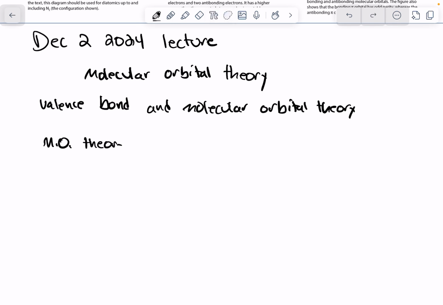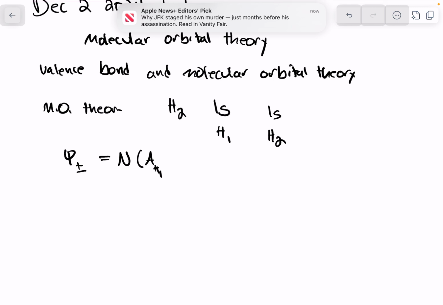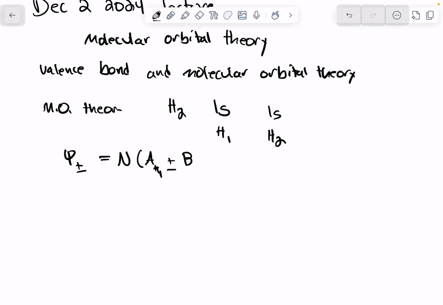So what is MO theory? I'm just going to deal with a hydrogen atom, and today we'll deal with the 1s of the first hydrogen and the 1s of the second hydrogen. When we bring these two together, we know that a bond is formed. We're trying to figure out how this works using quantum mechanics. The wave function is going to be a normalization constant times the atomic orbital from the first hydrogen, plus or minus the atomic orbital from the second hydrogen.